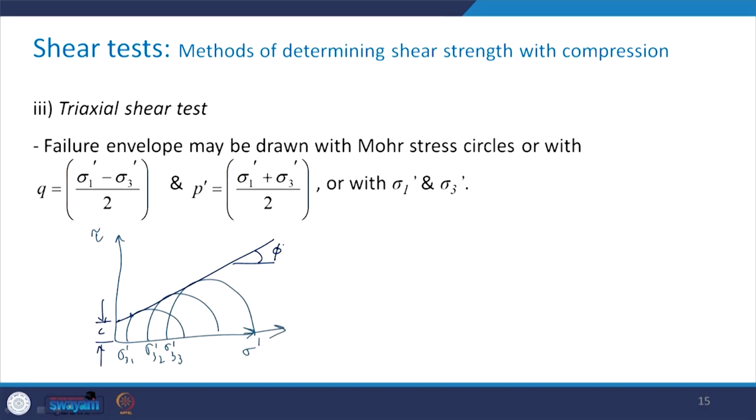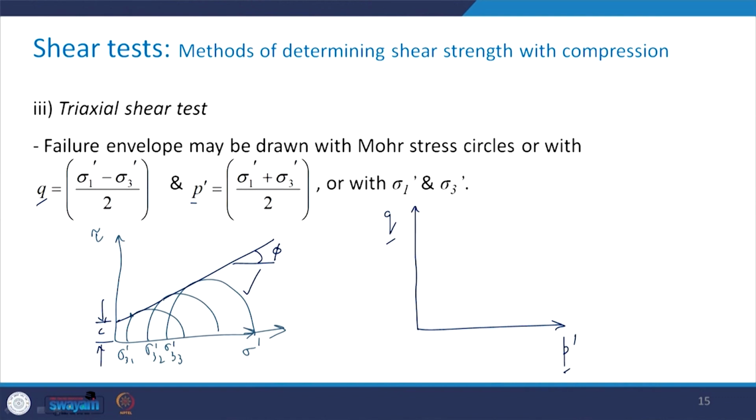This is the usual procedure that you will use to find these. Now in case you plot it with Q and P prime, what is done in that case? Here we have P prime and here you have Q. So instead of representing the state of stress with the help of a circle, which is the case when you have the Mohr stress circle, in this case you represent the state of stress by a point in Q-P prime space.